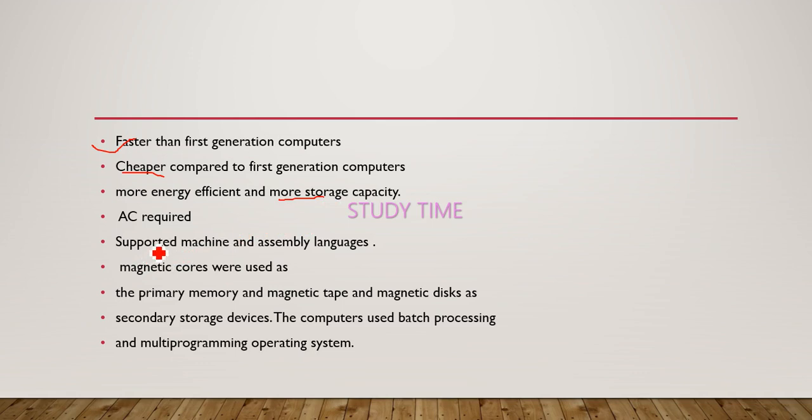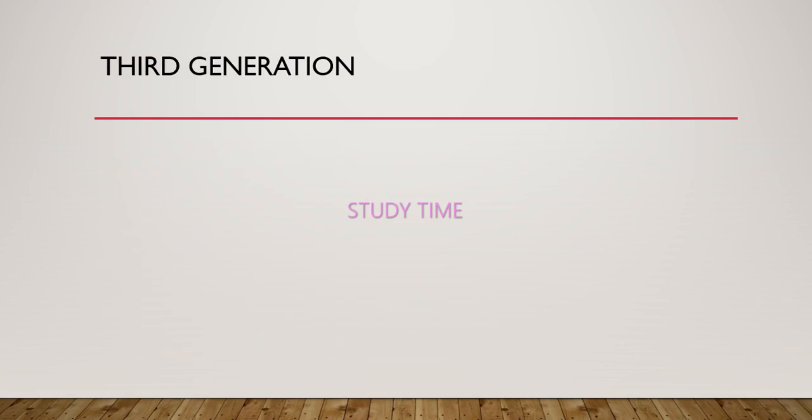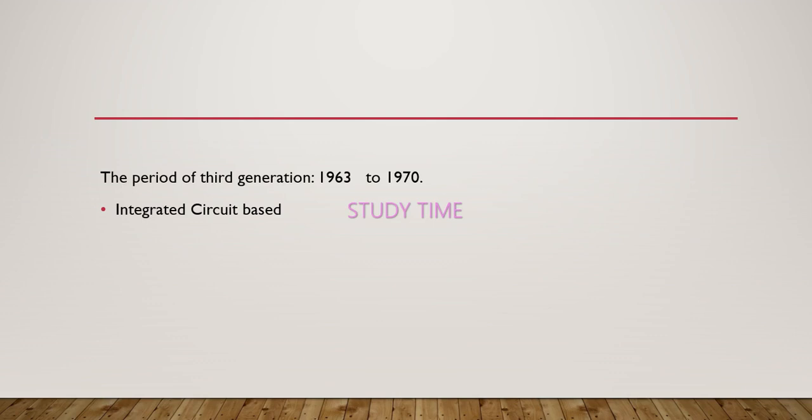AC required. Supported machine and assembly languages. Magnetic cores were used as the primary memory and magnetic tape and magnetic disks as secondary storage devices. The computers used batch processing and multi-programming operating system. Third generation. The period of third generation, 1963 to 1970.